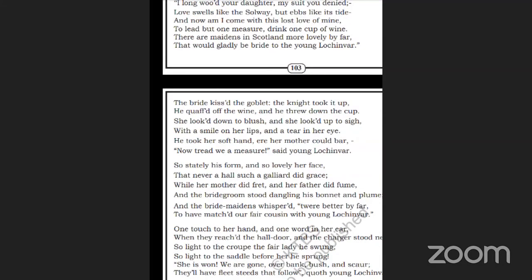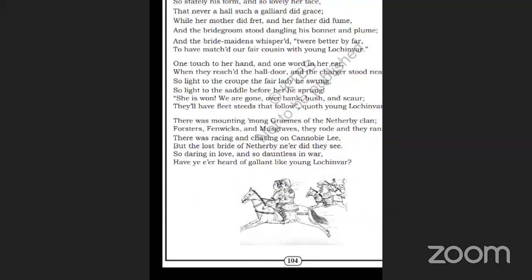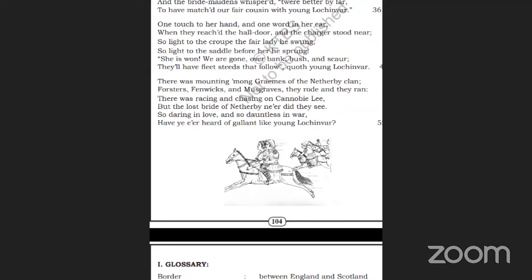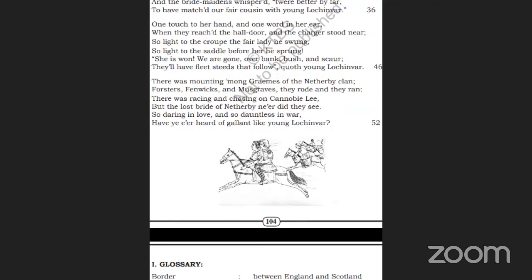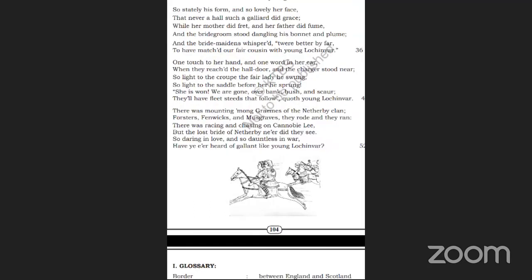They came near the doorway. And when they came near the doorway, one small message was sent by Lochinvar into the ears of Ellen, in which he said, this is the time that we have to do what I am here for. Both came, Ellen and Lochinvar, they both came near the doorway, and see what happens next.